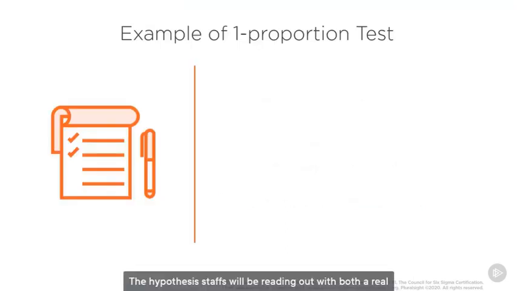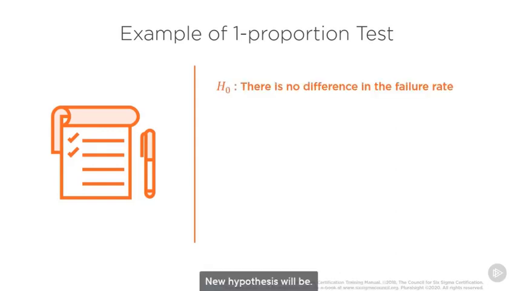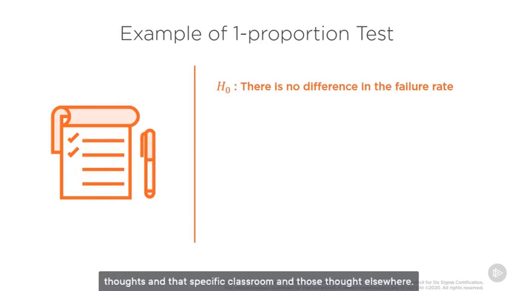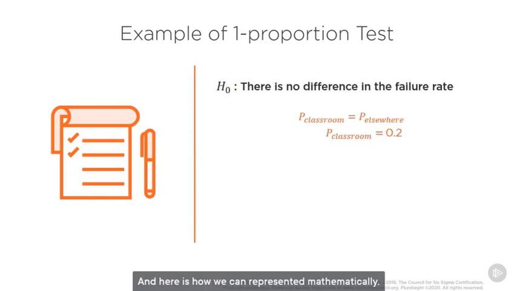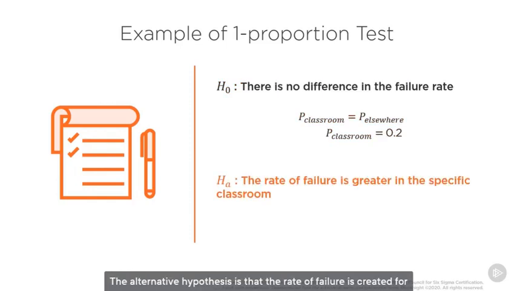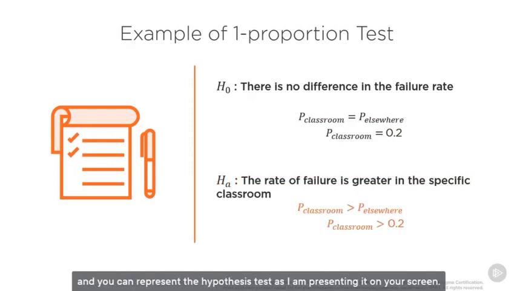The hypothesis test will be written out with both a real-world statement and a statistical statement for both the null and alternative hypothesis. The null hypothesis would be there is no difference in the failure rate between the classes taught in that specific classroom and those taught elsewhere. And here is how we can represent it mathematically. The alternative hypothesis is that the rate of failure is greater for those classes taught in the specific classroom, and you can represent the hypothesis test as I am presenting it on your screen.